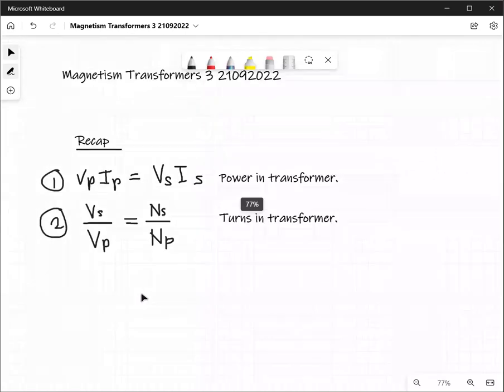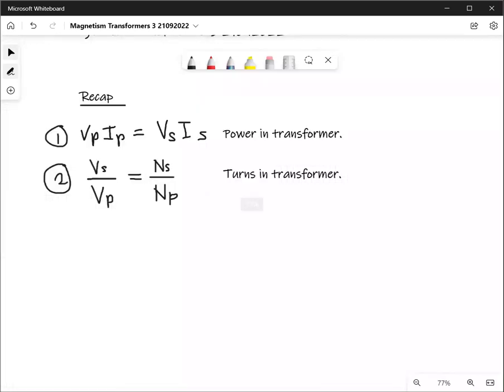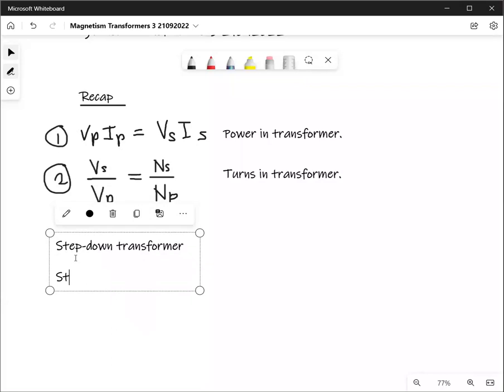Now, the next thing we're doing today is looking at step down and step up transformers. We saw what they are. I think I've given you the definitions in your notebook. Step down and step up transformer. Shreya, tell me what is a step up transformer?